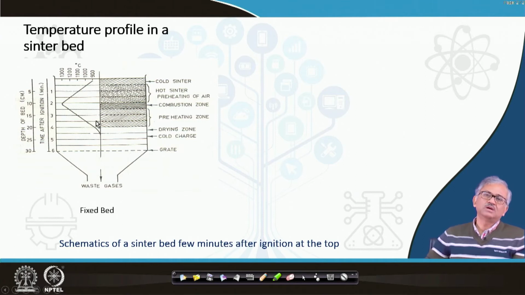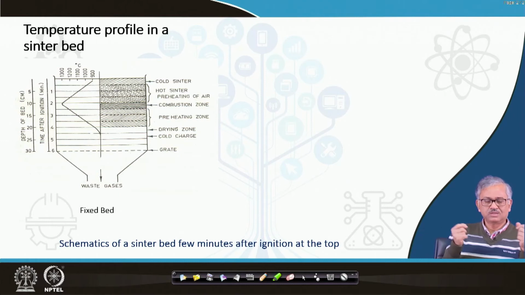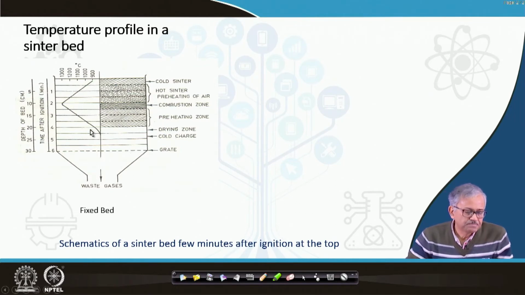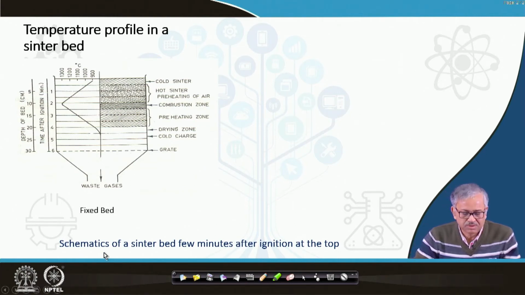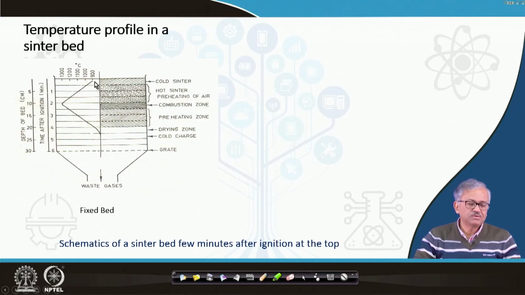And why I am showing it: because in the laboratory scale you can have a thermocouple inserted inside the bed, and you can measure the temperature at every location from top to the bottom. So across the depth of the bed you can measure the temperature, and you can see this type of temperature profile just a few minutes after the ignition at the top. After you ignite the top and start sucking the air, after some time when the combustion zone is here, your temperature profile will look like this. This is the temperature profile.